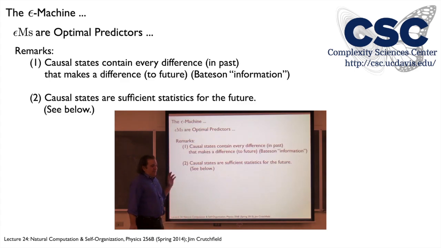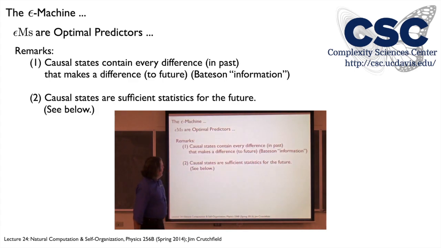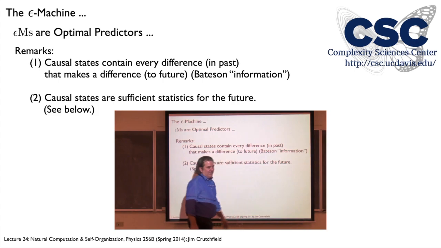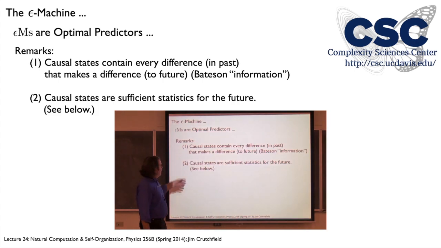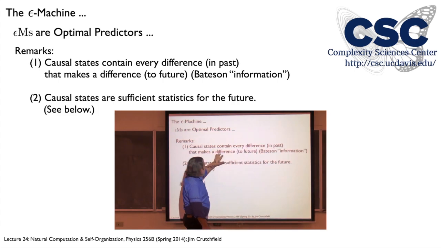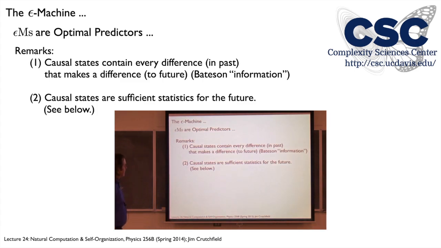One way to think about this, and this gets back to the very first lecture on information theory, there was this mysterious quantity: what is information? I mentioned my favorite definition was due to my mentor, Gregory Bateson, an early cybernetician. He defined information as a difference that makes a difference. So here we can see the causal states as capturing that. The causal states contain every difference in the past that makes a difference in predicting the future. That's exactly how that predictive equivalence relation is constructed. We don't make distinctions between pasts that are predictively equivalent.